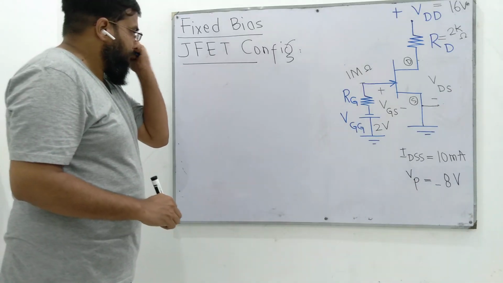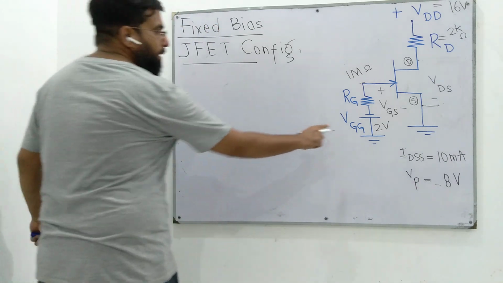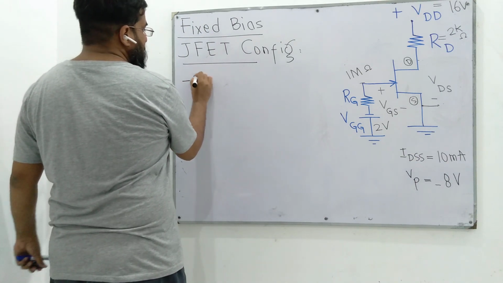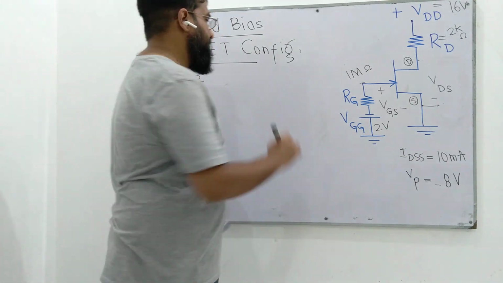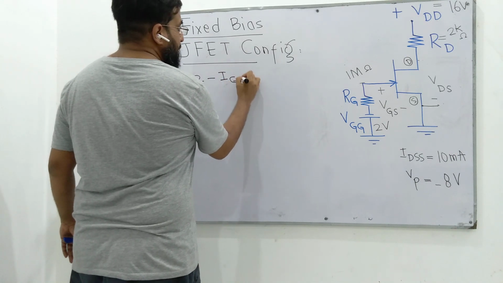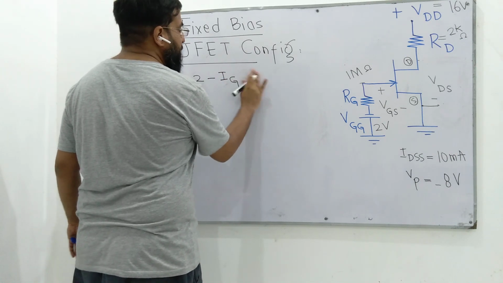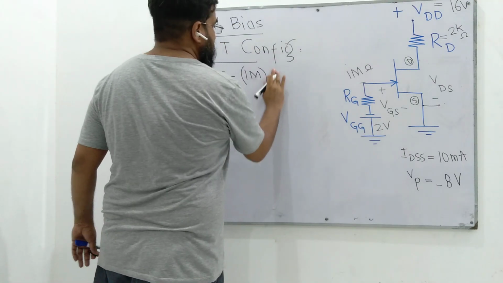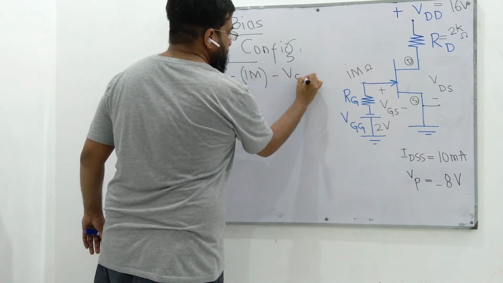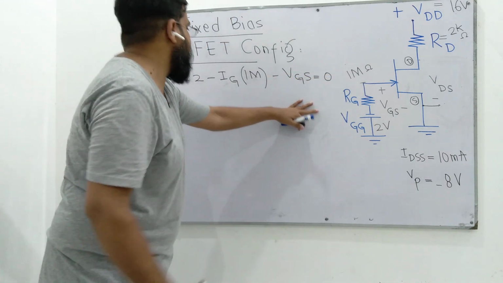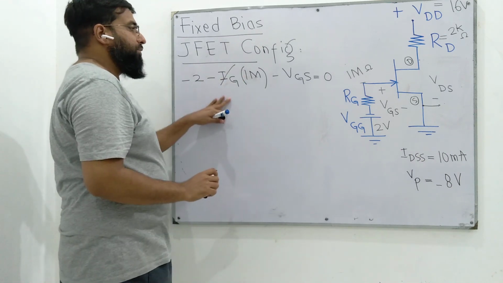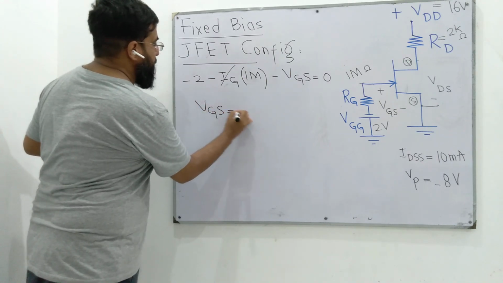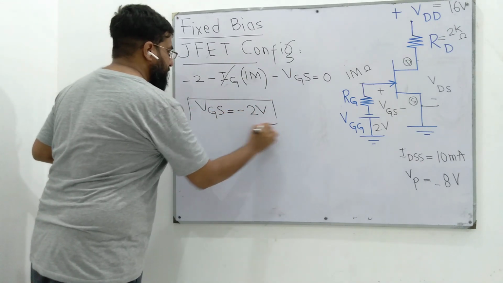So first we write the input loop equation to find VGS. We write this 2 as negative because it's a voltage drop. We are entering from the positive side, minus IG RG, where RG is 1 mega ohm, plus the voltage drop, minus the voltage drop, because we are writing voltage drops as negative. So this term becomes 0 because IG is 0. There is no gate current, we know. So VGS comes out to be -2 volts for this circuit.